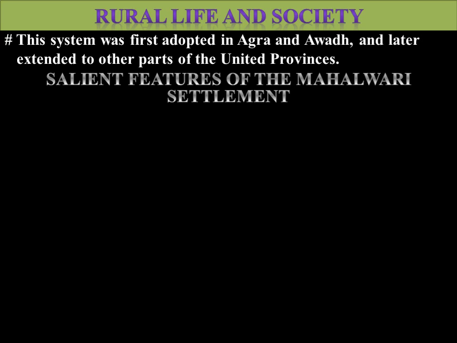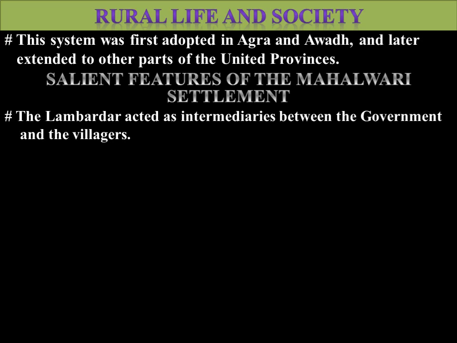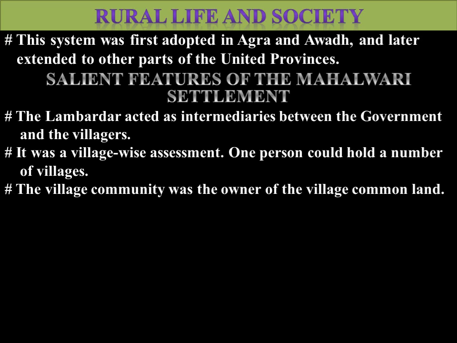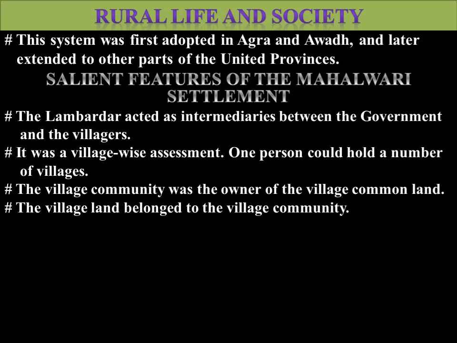Next, we are going to learn about the salient features of the Mahalwari settlement. The lambardar, meaning zamindar, acted as an intermediary between the government and the villagers. It was a village-wise assessment. One person could hold a number of villages. The village community was the owner of the village common land. The village land belongs to the village community.